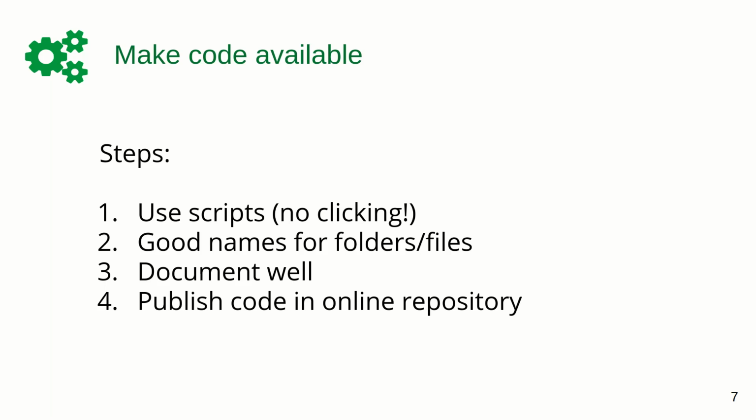The steps to making code available are, first of all, using scripts instead of clicking programs. So let's say you work with SPSS and you click to generate results. The problem is that that's a process that you cannot make available to others. What you can do also in SPSS is to create a script and then make that available. Even better if you use software that's under an open license and that you don't have to buy. So for example, R or Python would be good options here.